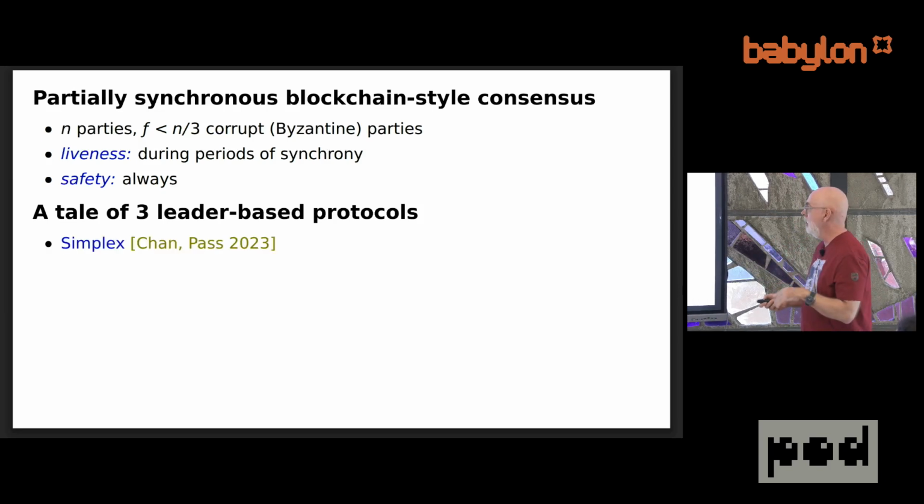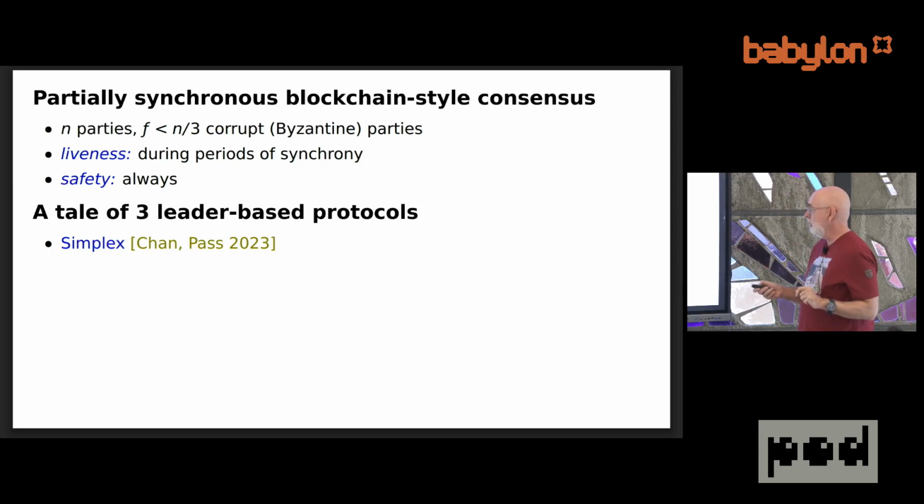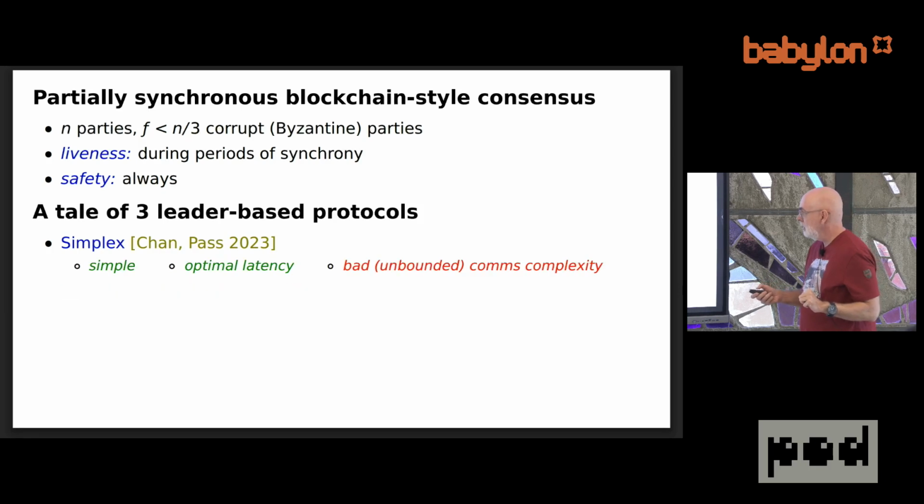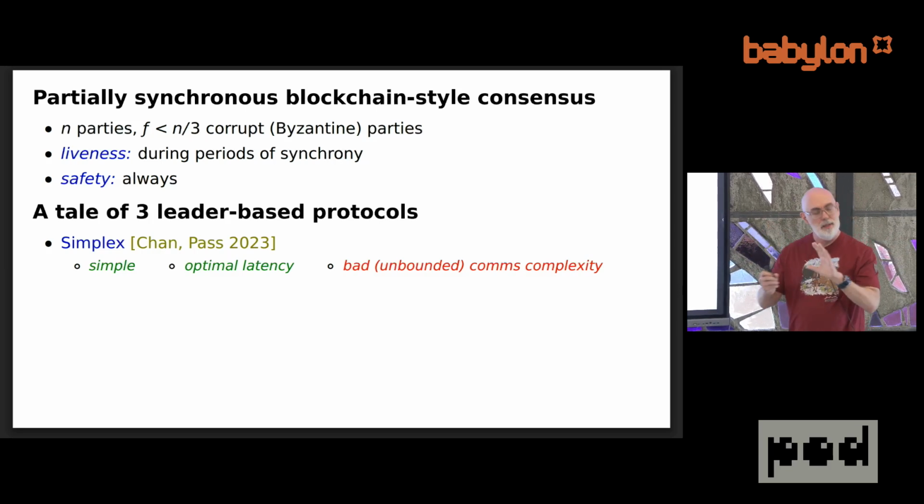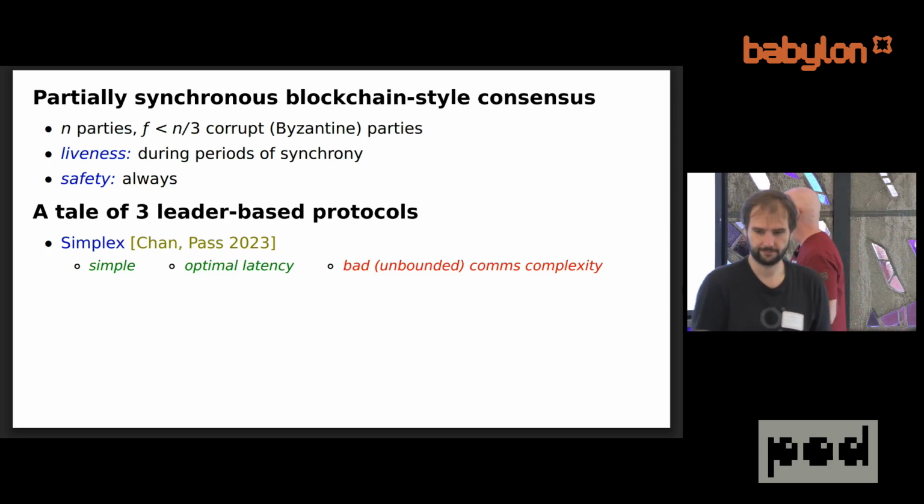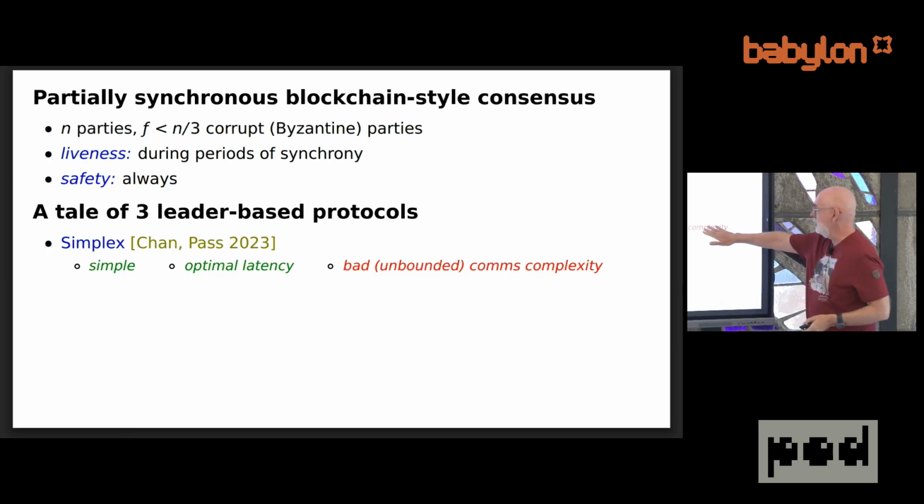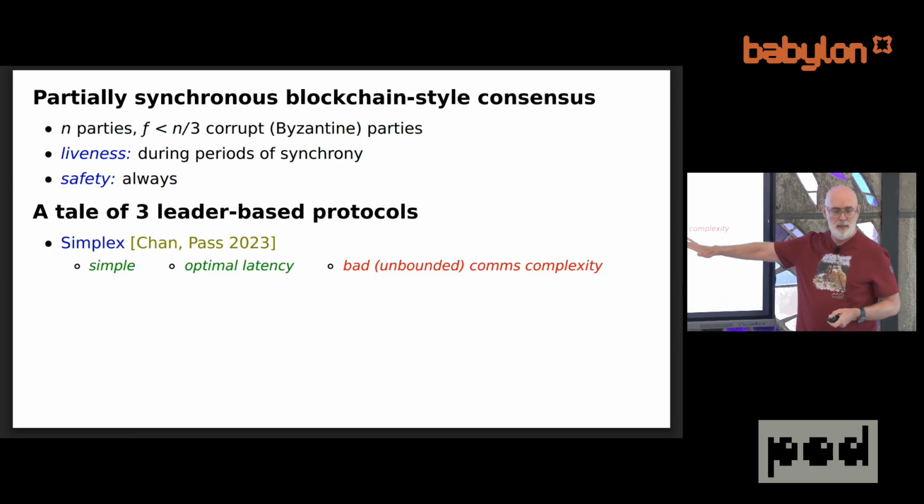So the first protocol that I'll talk about is Simplex. This is a beautiful protocol from a couple of years ago. It's simple, and it's objectively simple. And it has optimal latency, if you just think about latency, at least in a theoretical sense of just network hops. A big problem with it is its communication complexity is pretty bad.